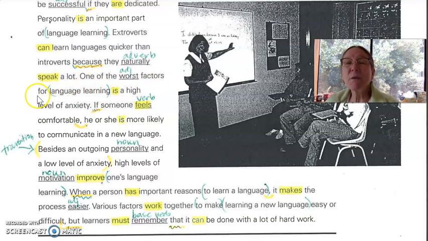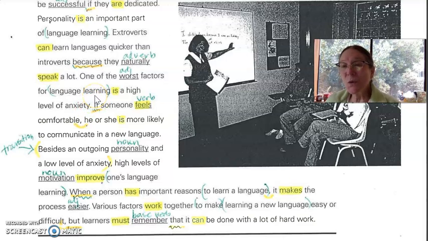One of the worst factors for language learning is a high level of anxiety. So worst is the modifying factor. It's an adjective. You remember bad, worse, worst. It's the third place comparison. Here's a tiny be verb. One is the subject and is is the verb. And this idea is pretty fascinating, that if you're stressed out, it's hard to learn a language.